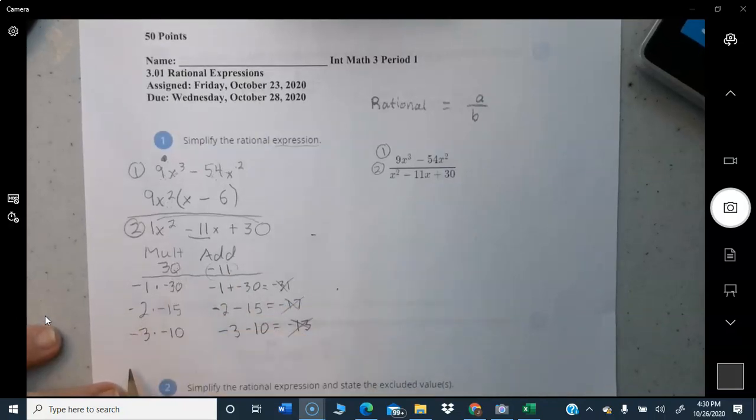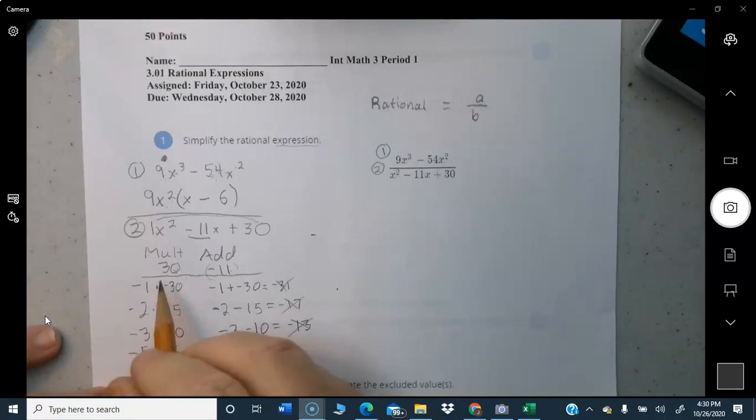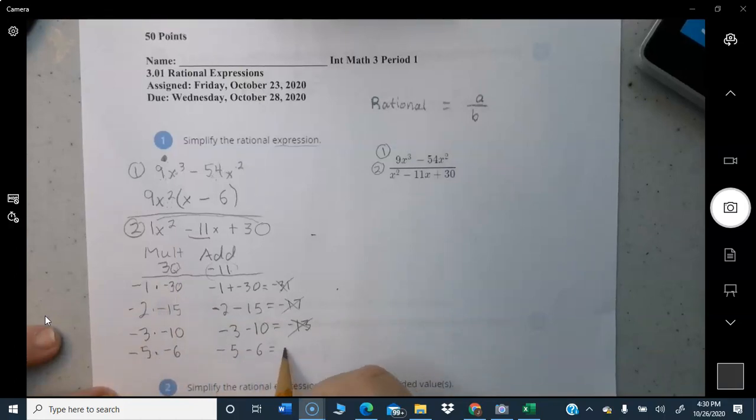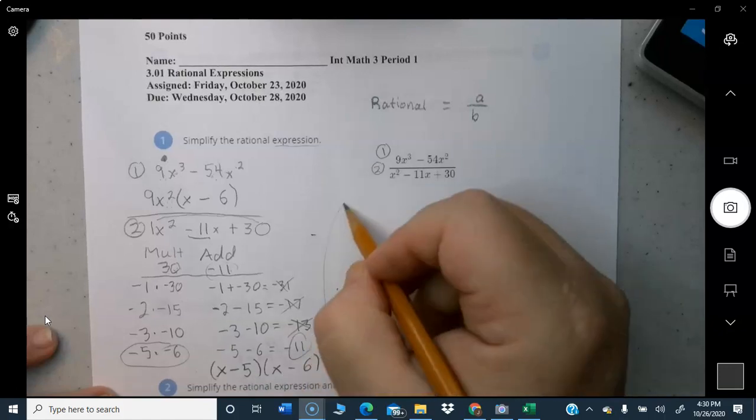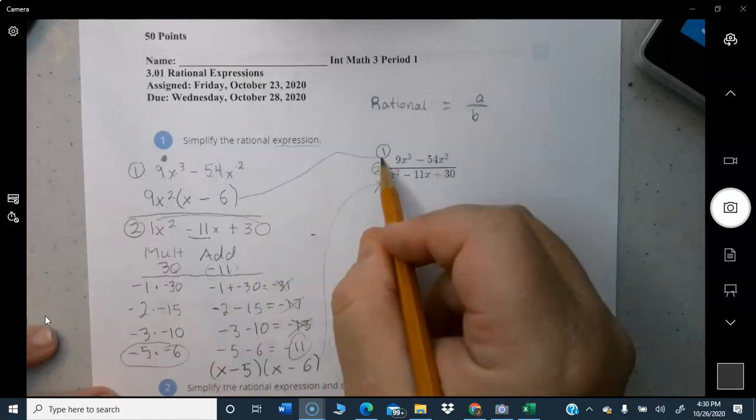Okay, 4. 4 doesn't go into 30. 5 does. Negative 5 times negative 6 equals positive 30. Negative 5 minus 6 equals negative 11, and that's what we're looking for. So these are the two numbers we're looking for. So our polynomial then is going to be x minus 5 times x minus 6.